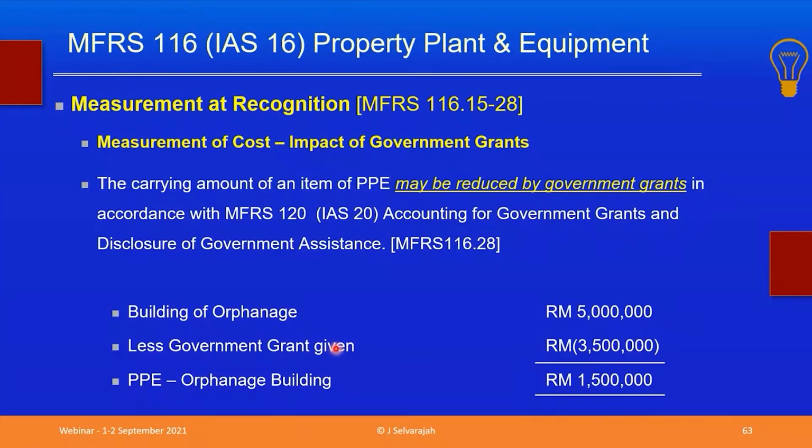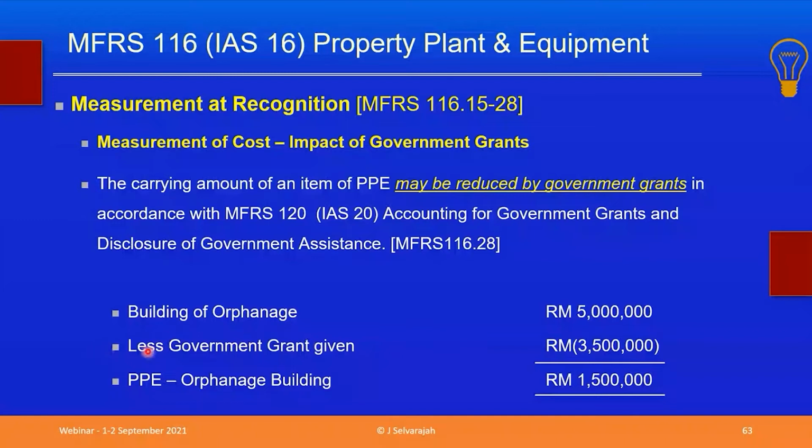Now we all know that under MFRS 120 or IFRS 120, or IAS 20, sorry, what you are going to do with the grant is you're going to debit your bank account and credit the income in the P&L account. That's what we are supposed to do based on the standard. But if it's for a property, you can set it off against the property.